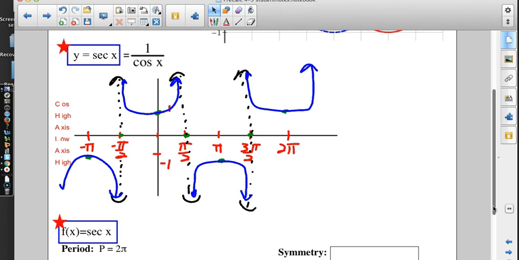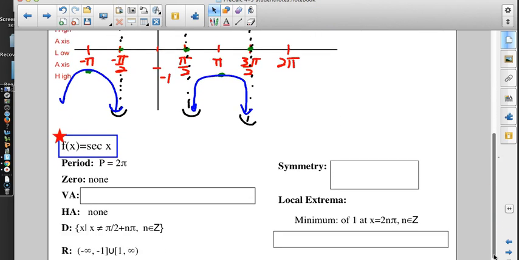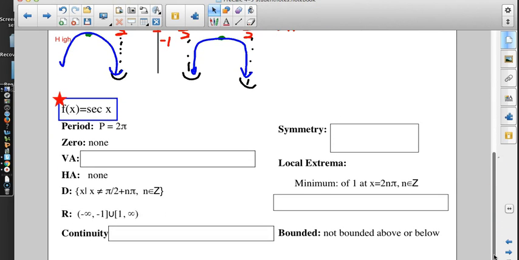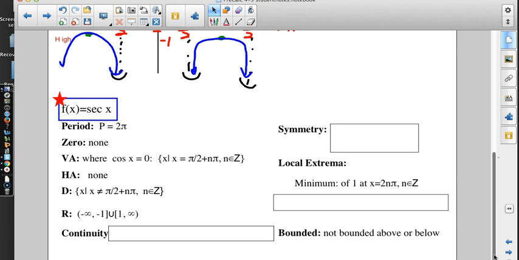That's what we do. So with secant, because cosine had a period of 2 pi, secant has a period of 2 pi. Zeros, none. It's never going to cross the x-axis. And we're turning it inside out. Vertical asymptotes, that's where the cosine of x equals 0. And like I said, it gets kind of weird because we'd like to just say in words, just use the odd integers, but you can't do that. You have to describe it mathematically.